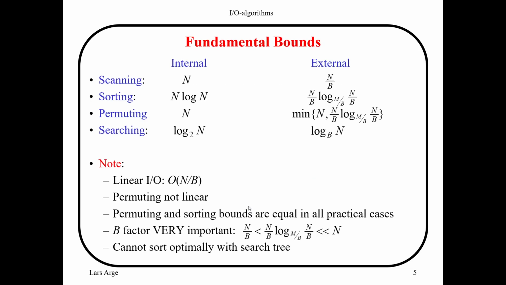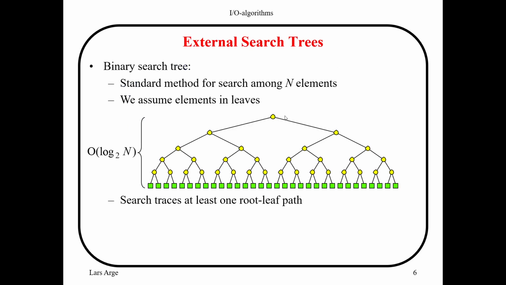A summary of the results that we have seen so far, except for the searching one, is as follows. I'm not going to read this table. I guess you could also go back and watch the previous videos. The important thing here though is that permutation, which is trivial in internal memory, is actually more complicated in external memory. Now we move on to searching.